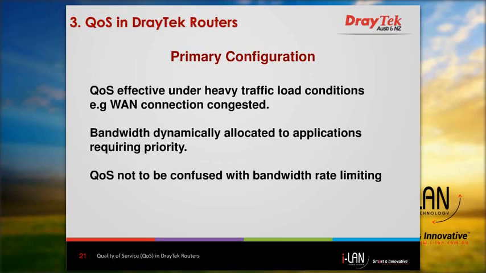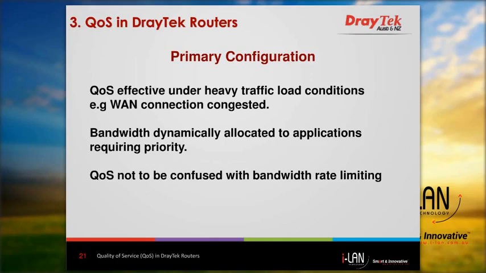And in DrayTek routers, the primary configuration of quality of service is effective under heavy traffic load conditions. So, for example, if the WAN connection becomes congested, then the data requiring priority has to compete with other data. So with DrayTek, it'll dynamically allocate the required bandwidth for high priority data. And I'll go through some of the configuration options later.